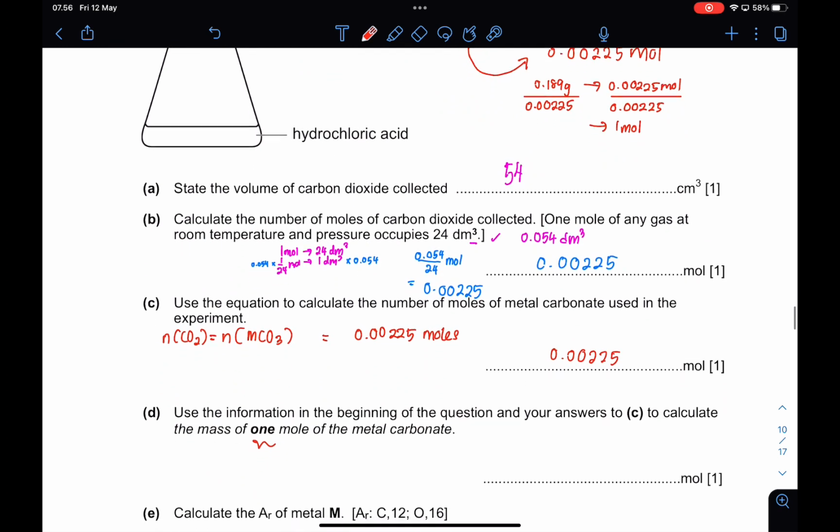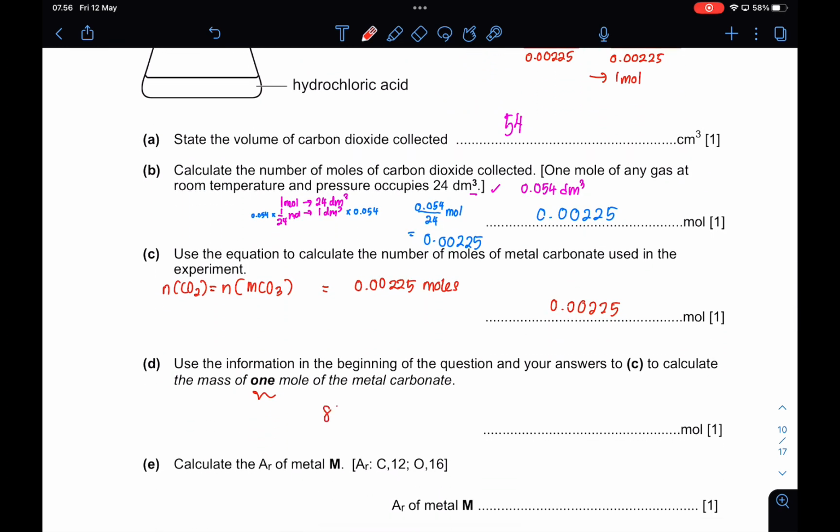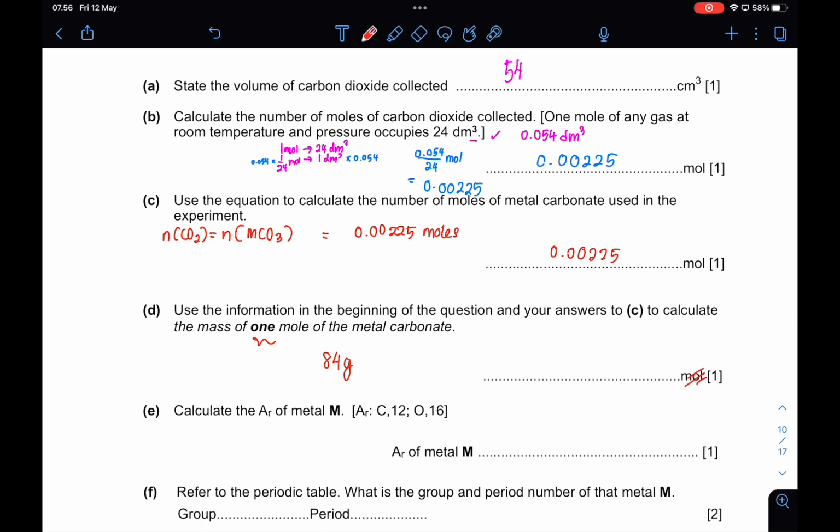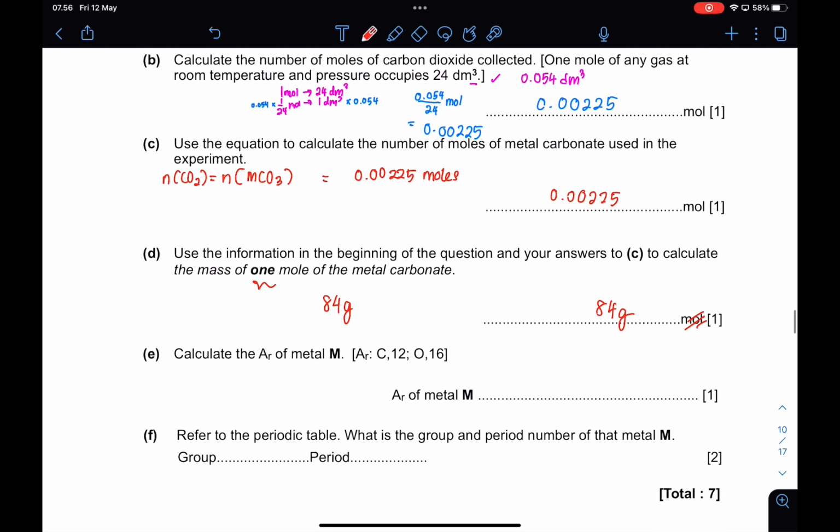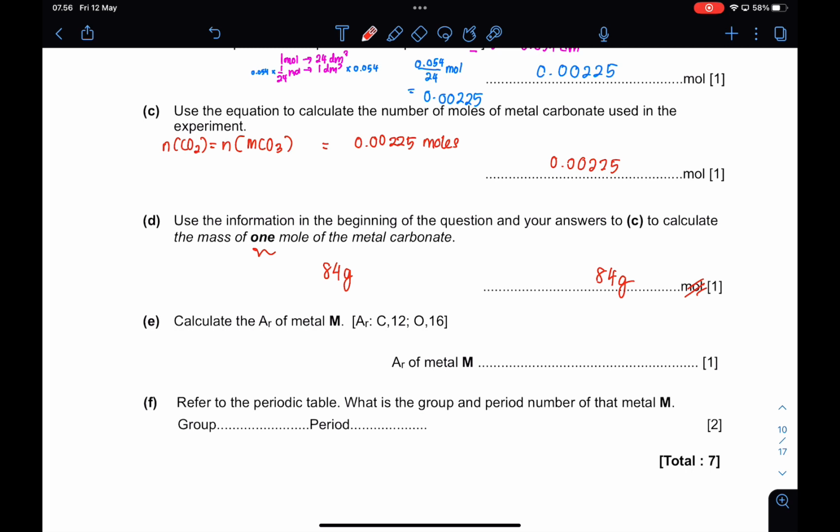Now I want everyone to look at the board. Please remember I didn't give you anything, so everyone should be looking at the board. For 84, the mass of 1 mole, you cannot just put 84 only, it must be 84 gram. Use the following and your answer to calculate the mass of 1 mole of metal carbonate. So it's going to be 84 gram.